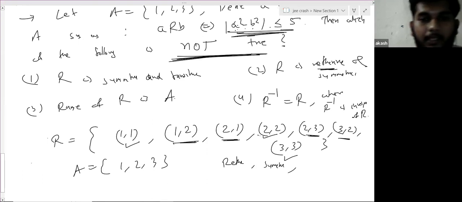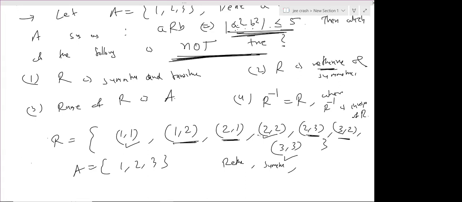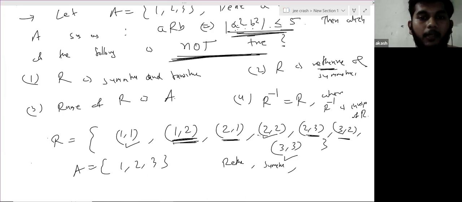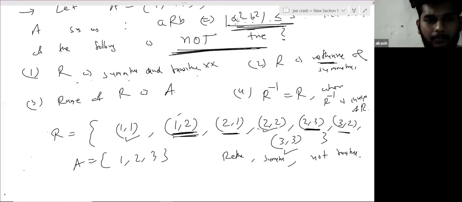What about transitive? Can anybody tell me the answer? It is not transitive, sir. Absolutely correct, because we have (1, 2), (2, 3), but we do not have (1, 3). So this is not transitive. So we can see the option "R is symmetric and transitive" is not the correct option. But it is always good to check all the options. You can get multiple correct also in advance.